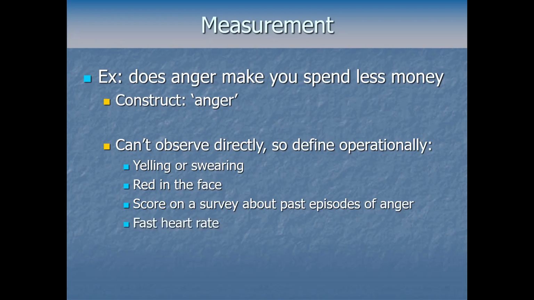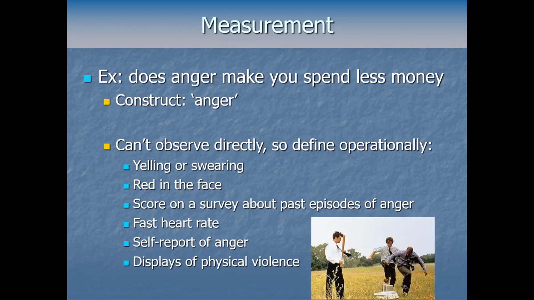Or maybe we measure heart rate, to see whether someone's angry in the moment or not. Or maybe a self-report of when they say they're angry, like, how do you feel right now? Do you feel angry on a scale of 1 to 10? Or maybe in our study we count actual displays of physical violence, or we put people in a situation like a room where they can smash things, whatever it is. All of these could be used in some systematic way to assign an anger score to each participant before we might then go on and measure how much money they spend or something like that.